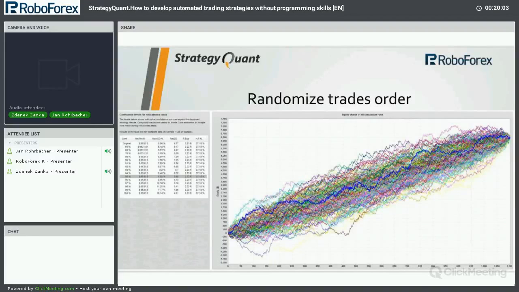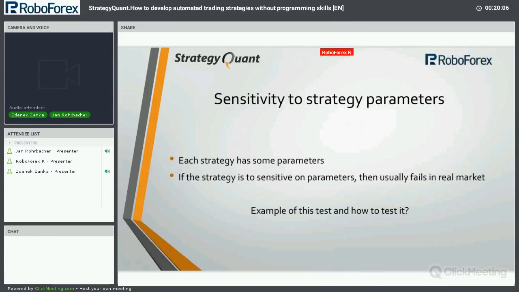And the third test is one of the most important, and it's sensitivity to strategy parameters. Because each strategy has some parameters, and if the strategy is too sensitive, then it usually fails in the real market. So how to test it? At first, I will tell you one example of strategy parameters. Let's imagine that we have a very simple strategy with only two moving averages: a moving average with a period 50 and a second moving average with a period 200. If the moving average with period 50 crosses above the moving average with period 200, then we go up, we buy. And if it crosses down, we sell.